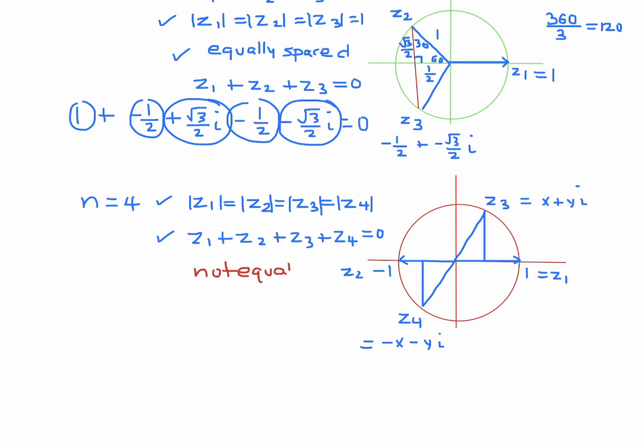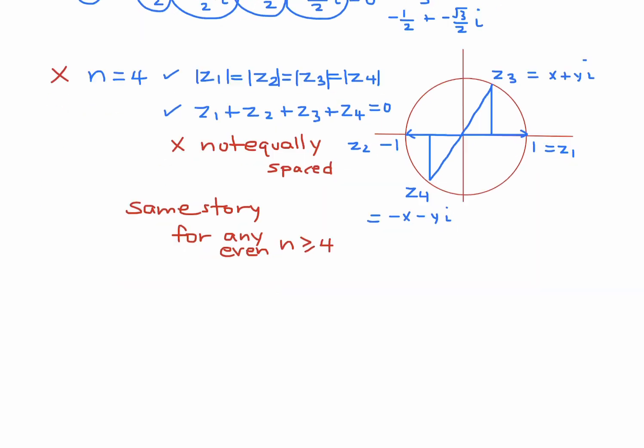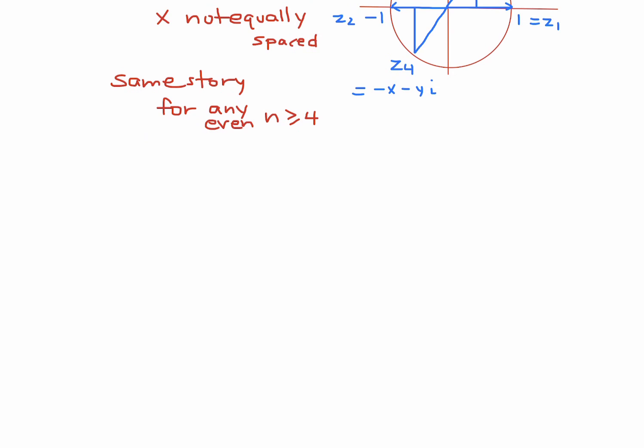Not equally spaced. So that means that n equals 4 is not possible. And similarly, the same story would hold true for any even number. By the same principle, you can show exactly what I showed for any even integer, 6, 8, and so on. Okay, so now all we are left with is n equals 5 and all odd.